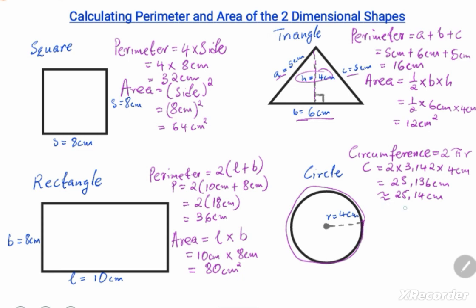So which means the distance from here going all around is 25.14 centimeters. And the area will be, the formula for area will be pi r squared. So which means therefore it will now become 3.142 times 4 centimeters, which must be squared. So this will then become a total of 50.27 centimeters squared. All right, so that's it for perimeter and area of two-dimensional shapes.